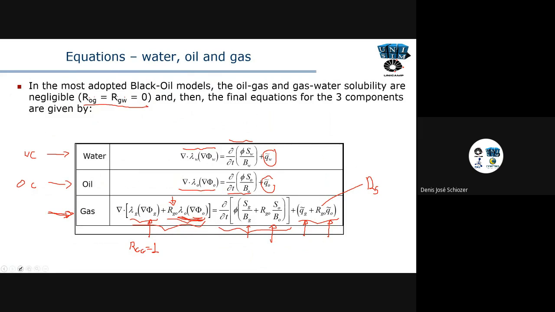And these are the three main equations that we have for the black oils. And when we are solving the black oil simulation, we are solving these three equations every time step for every block. So we're going to have three equations per grid block per time step to solve, okay? Any questions?